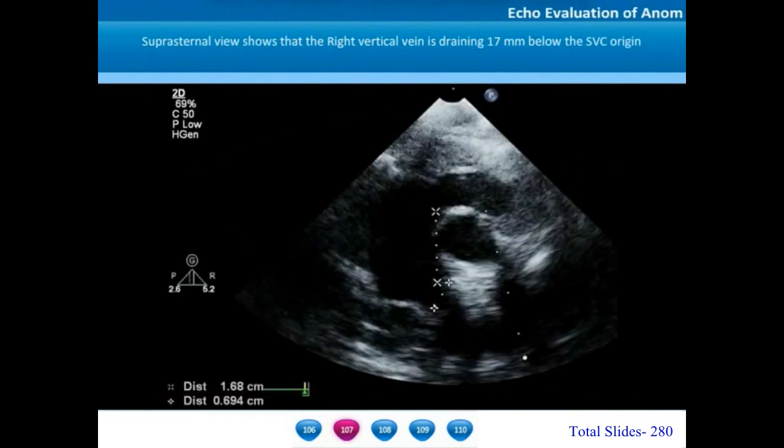From a suprasternal view, we understand that the right vertical vein is draining in the middle of the right superior vena cava, roughly about 1.7 centimeters below its formation. The right vertical vein that is entering into the right superior vena cava is anatomically narrowed to a 7 millimeter channel.